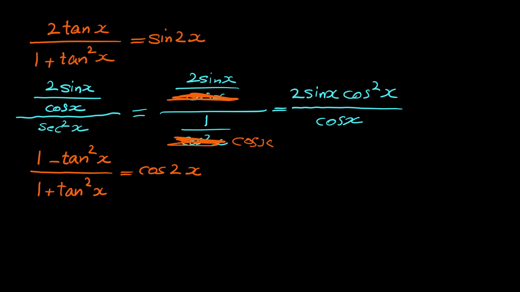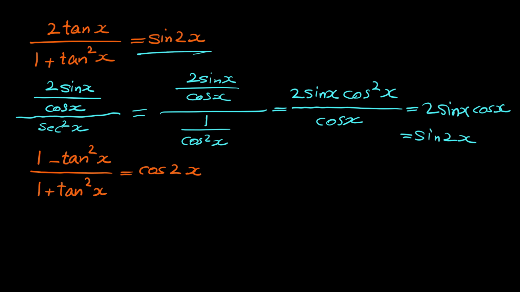But I'm supposing we don't find this and we forget to simplify. So let's continue from here. 2 sine x cosine to the 2 over cosine. One cosine from numerator with one cosine from denominator cancels, and then we have 2 sine x cosine x. And if you remember, 2 sine x cosine x is exactly sine of 2x, the other side. So we proved this identity, this important basically identity.